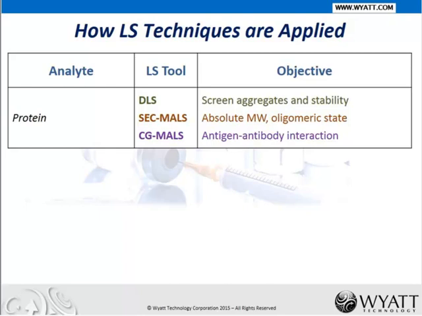SEC-MALS, size exclusion chromatography with multi-angle light scattering, can be used to measure the absolute molecular weight of the protein or oligomeric state of the protein in solution without assuming the shape of the protein. Composition gradient multi-angle light scattering, as we mentioned earlier, can be used to study the binding between the antigen and antibody.